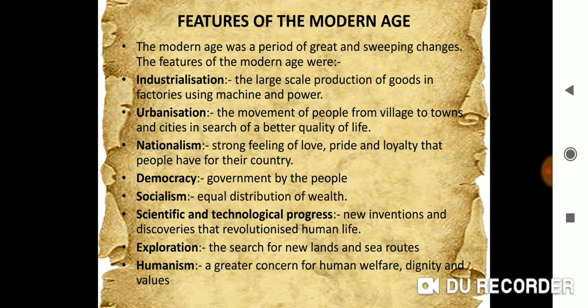Next point is socialism. Socialism means equal distribution of wealth. Socialism is a huge concept. Later I will discuss it elaborately in class 9, but basically socialism means equal distribution of wealth, where nobody is rich and nobody is poor. Next, another feature of the modern age is scientific and technological progress: new inventions and discoveries that revolutionized human life. So this is all related.